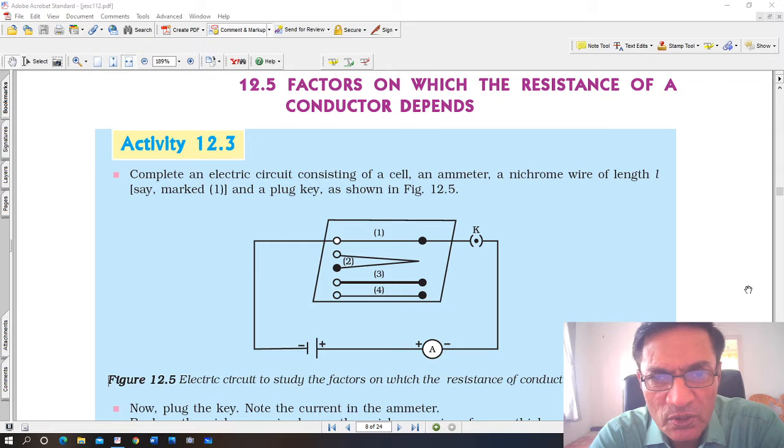Good afternoon, students. We are discussing chapter number 12, electricity, a very important chapter in physics. And there are some numericals also, which I told you we'll discuss, and I will explain to you by actually doing them on a piece of paper. Right now, I'm just trying to explain the chapter to you.